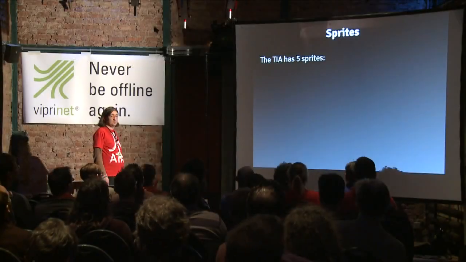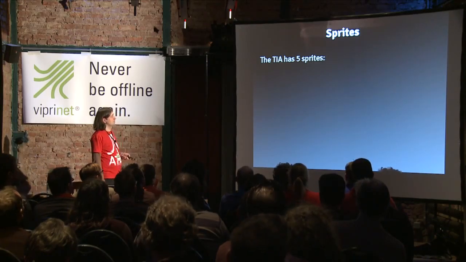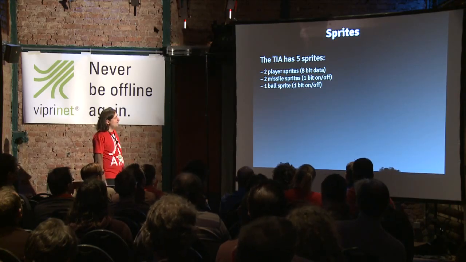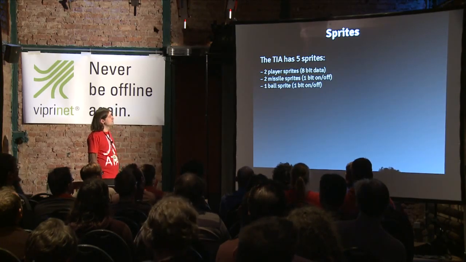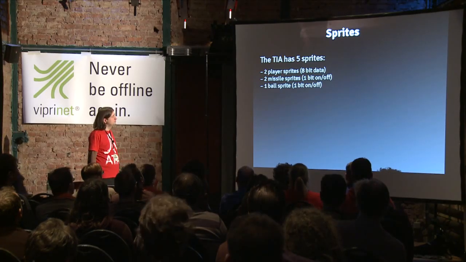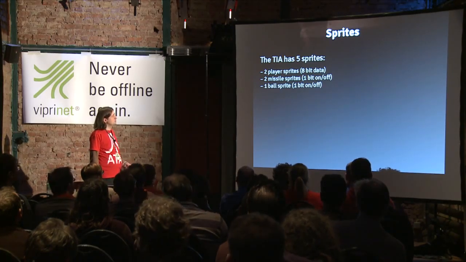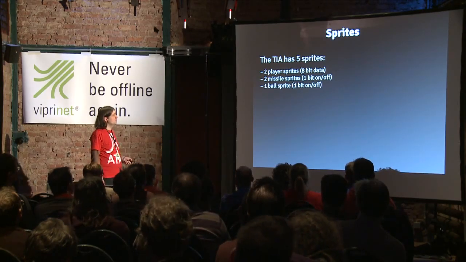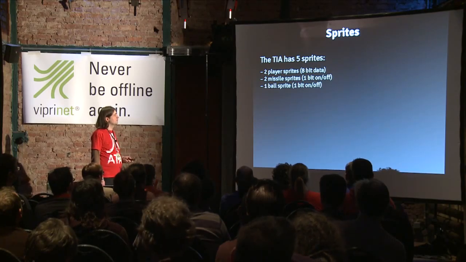So, sprites. We've got 5 sprites. Only 2 of them are what I would call full sprites because there can really be graphical data in there. They are 8 bits wide. The other 3 sprites can only be turned on or off, and they are 1 pixel in size.